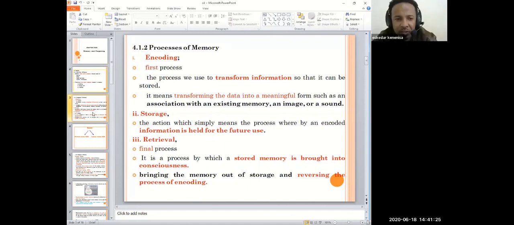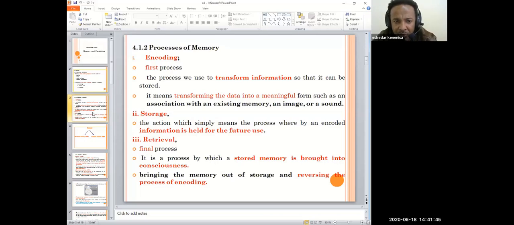Let's see the three processes. The first one is encoding, and the second one storage, then retrieval. These are the processes of memory. Encoding is the first step. The first step means transforming the information so that it can be stored.